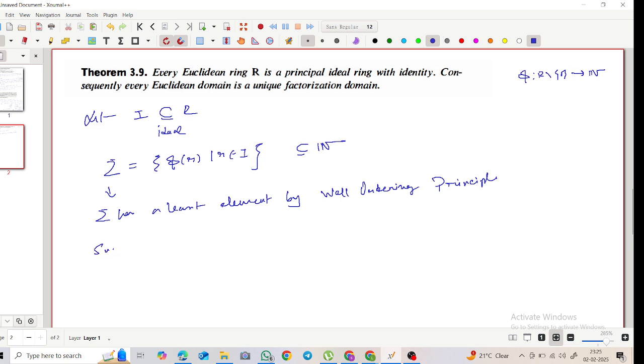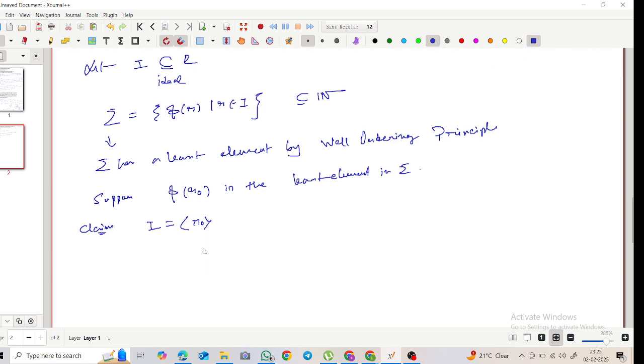So suppose phi(r0) is the least element in sigma. Our claim is I is basically generated by this r0. This is obvious: by the definition of sigma, r0 is in I.